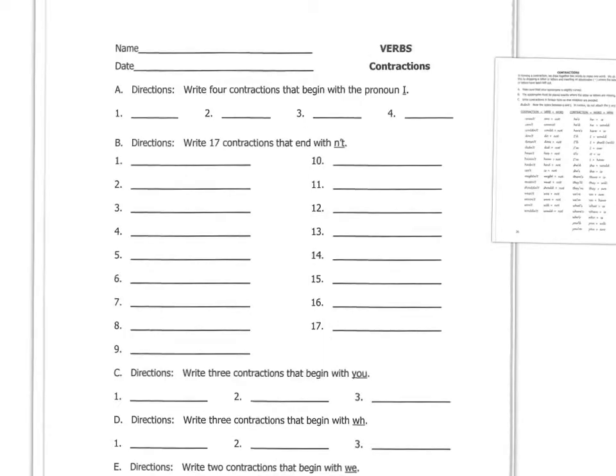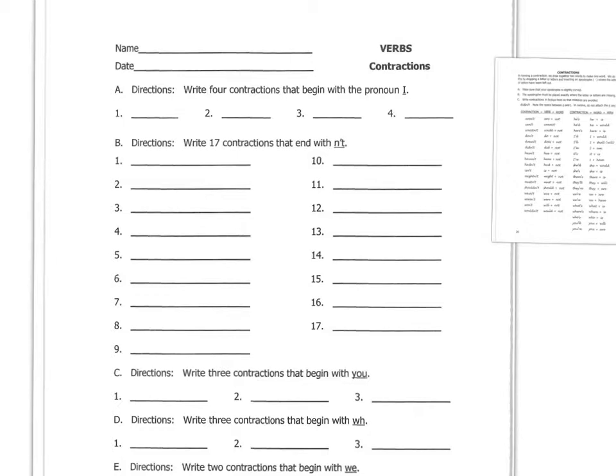Easy grammar. Page 28. Remember that a contraction is two words. A contraction is a word made when two words are placed together and shortened. They're squished together, and the apostrophe shows where the letter or letters have been taken out.